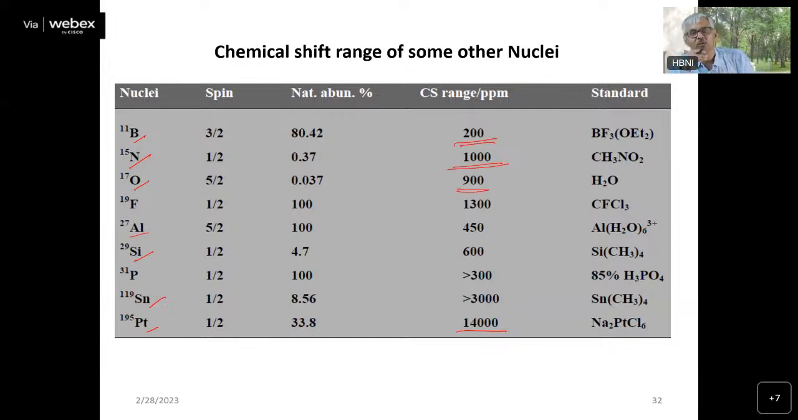Anyway, we are not going to discuss all these nuclei in detail. The most important nuclei I have discussed are the proton and carbon, and I have shown you the chemical shift range for various functional groups for fluorine, phosphorus, and 14 nitrogen. Sometimes those things will be used while interpreting your NMR spectra.